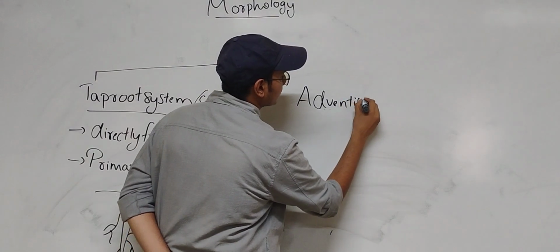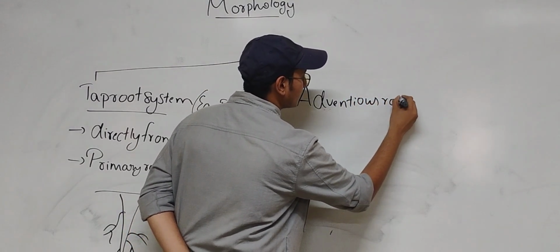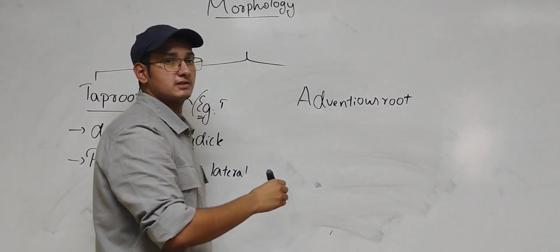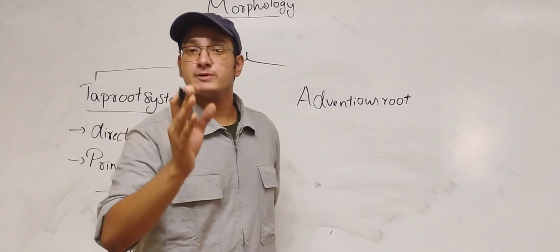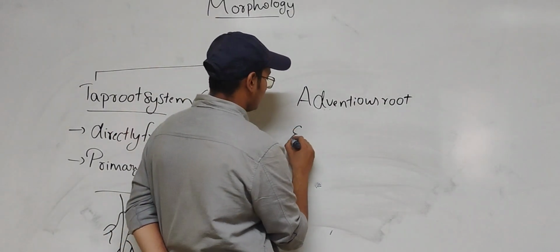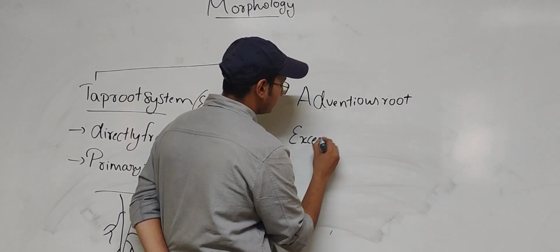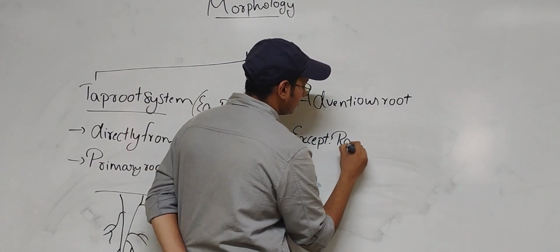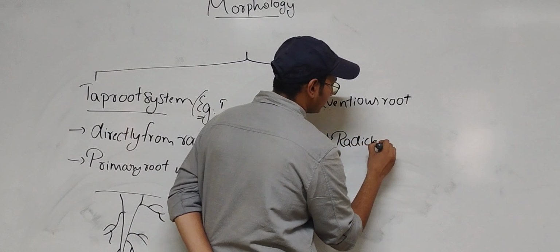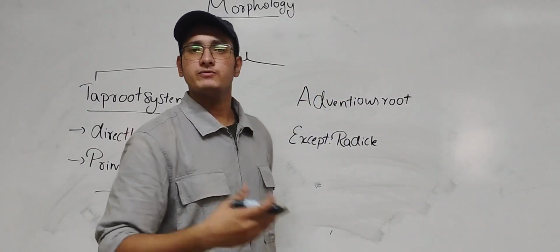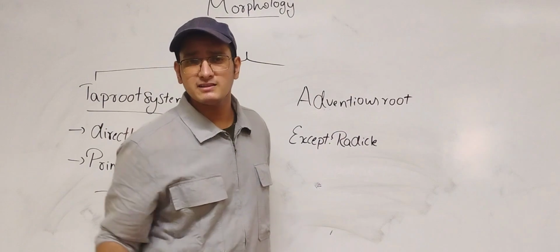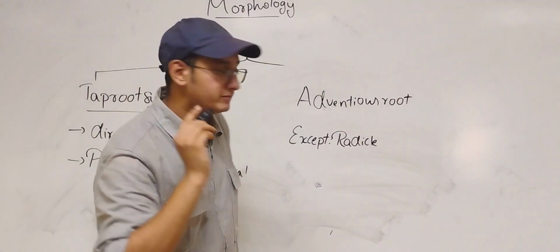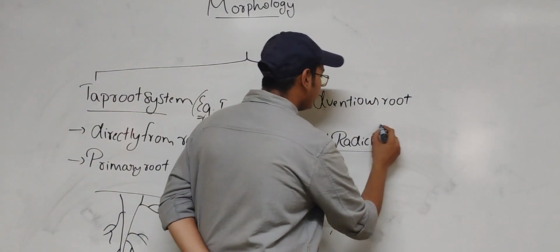Adventitious root. These roots are formed from any part except the radicle. They can be formed from leaves, from nodes, or from any other part, but they won't form from the radicle.